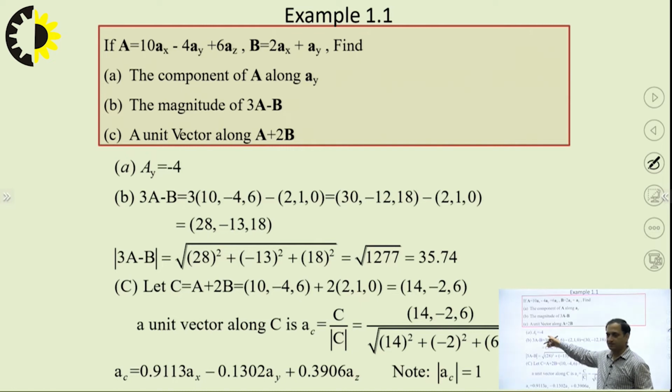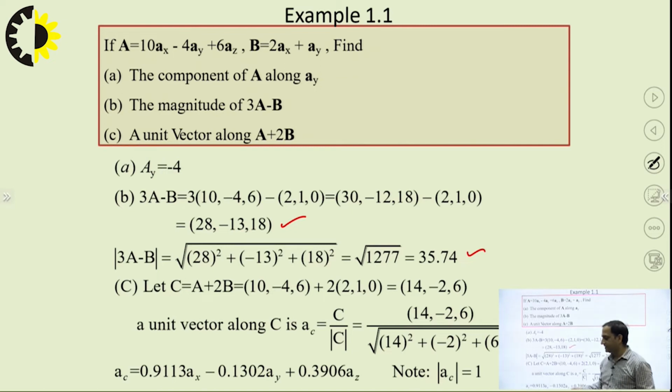The component of A along AY is equal to minus 4, as I said. Then I said the magnitude of 3A minus B. So simply multiply 3 with the components of A and subtract B. When you do these calculations, finally you will get this answer. And the magnitude of 3A minus B is the square root of 28 squared plus minus 13 squared plus 18 squared, and that value will be 34.74.